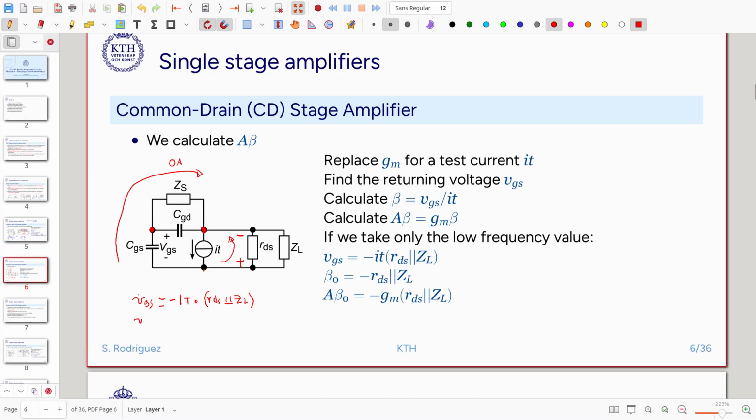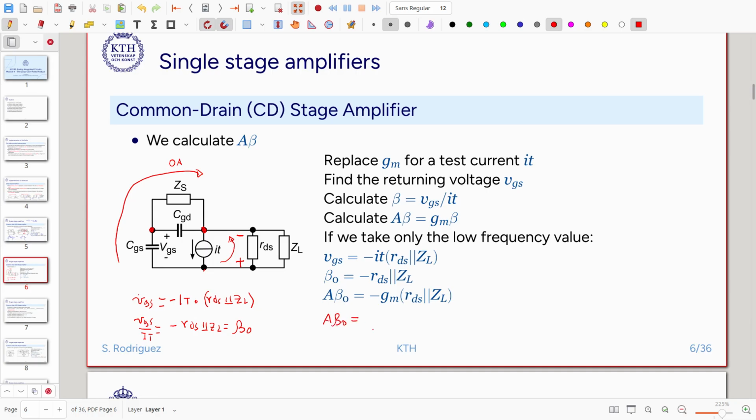Okay, so now I found VGS. I divide VGS by IT, and that will be equal to minus RDS in parallel with zeta L. So this transfer function from IT to VGS is my beta. And this is beta at lower frequencies, because I have not considered the capacitors. As we see, it is quite simple to do this calculation. Now we found beta, the feedback factor. We can come back and get the transconductance.